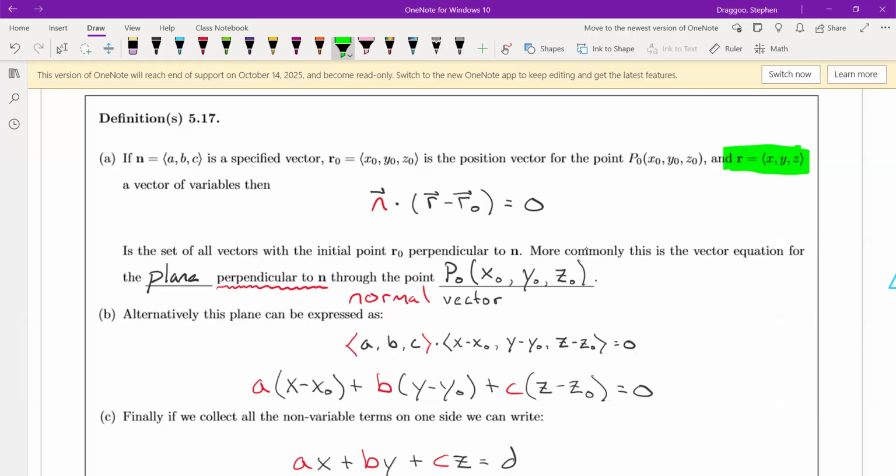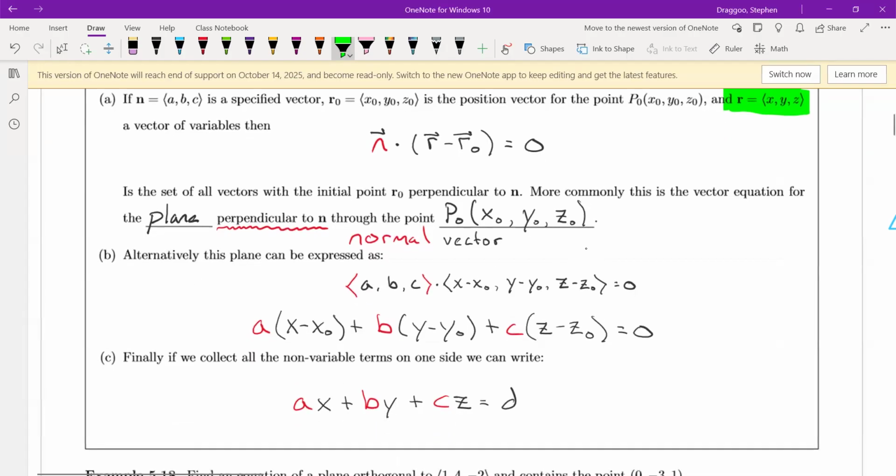And say if I take the difference between my variable vector, x, y, z, with the point, x naught, y naught, z naught, subtract those two, I want to get a vector then that lies completely within the plane. And then take the dot product with n. As long as it's 0, then r is a vector that ends up in the plane, or at least r ends up being a point that is in the plane, the direction vector for a point in the plane.